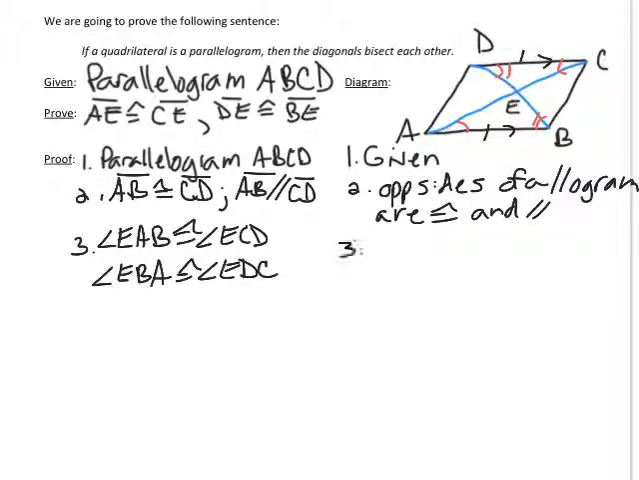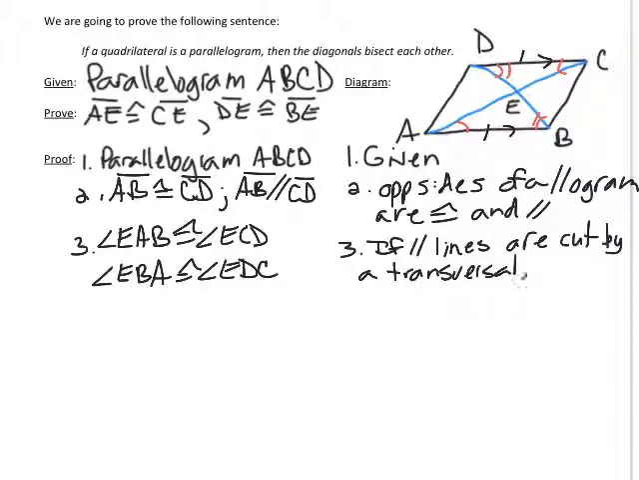And that's because if parallel lines are cut by a transversal, then alternate interior angles are congruent. So we are just a few steps away from finishing up this proof. This is a much shorter proof here.